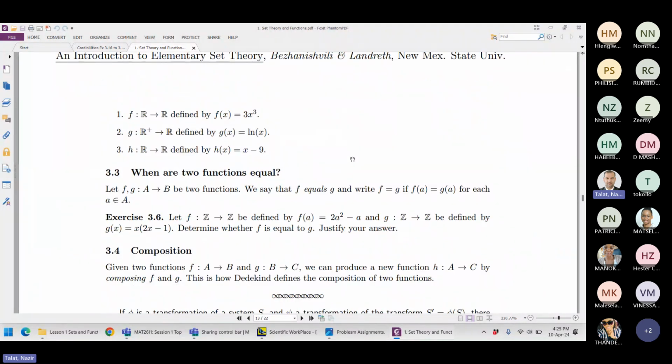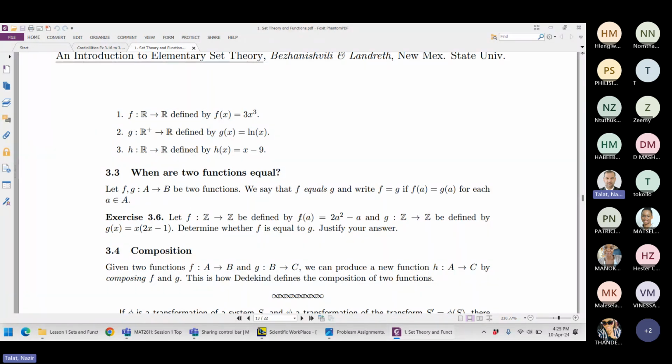Then the next thing is when two functions are equal. The two functions are said to be equal when f of a is equal to g of a for all a belonging to A. Like the function values will remain the same at each entry. So these are some examples.